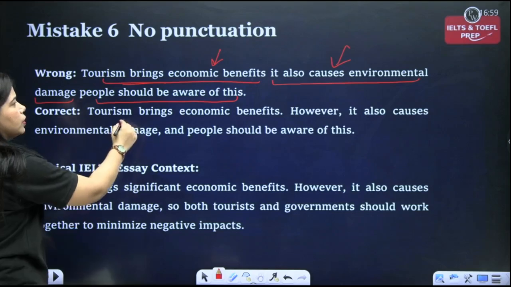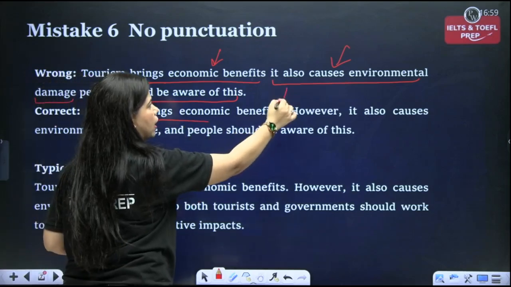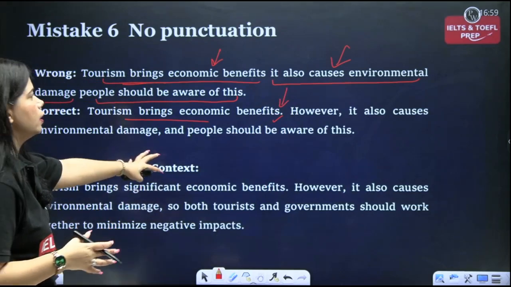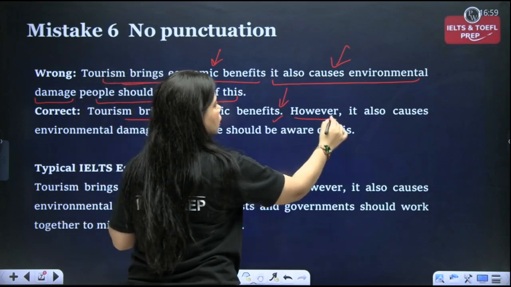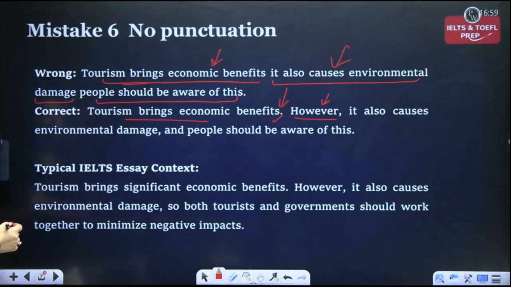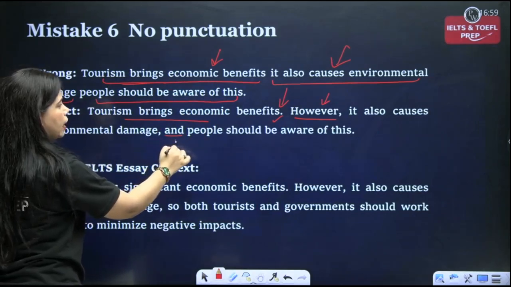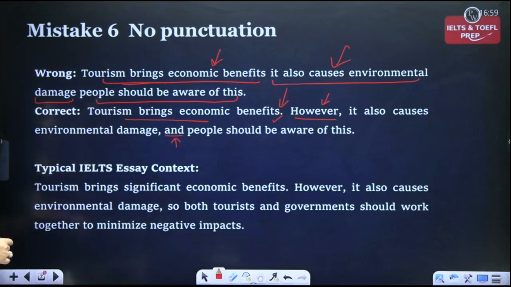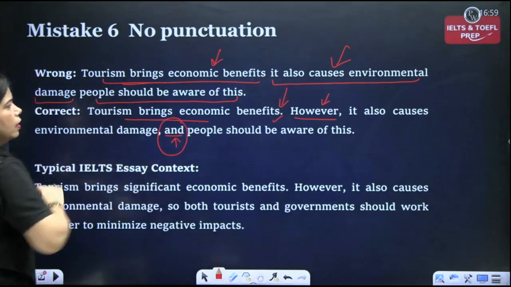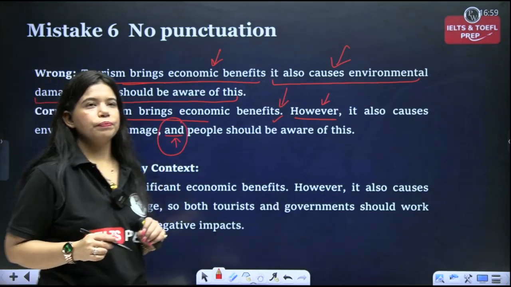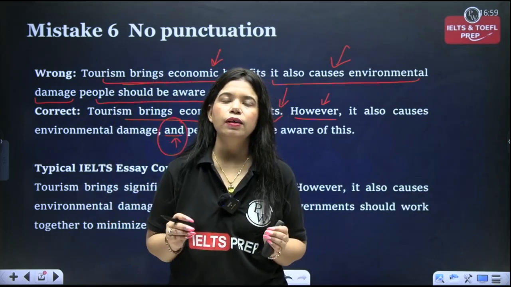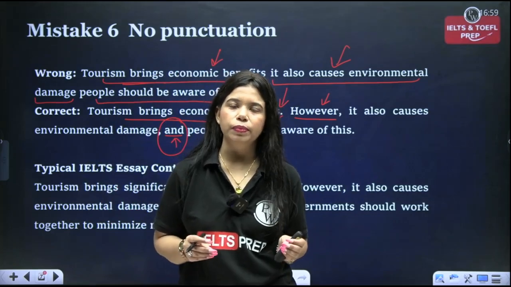Sentence number 1, tourism brings economic benefits. Now we have added a full stop here. And for the other 2 sentences, we are using a conjunction and this conjunctive adverb, that is however. So we are saying however, it also causes environmental damage and people should be aware of this. So to connect the second and third sentence, we are using this conjunction which is and. However is not a conjunction. However is a linker. We also call it a conjunctive adverb.